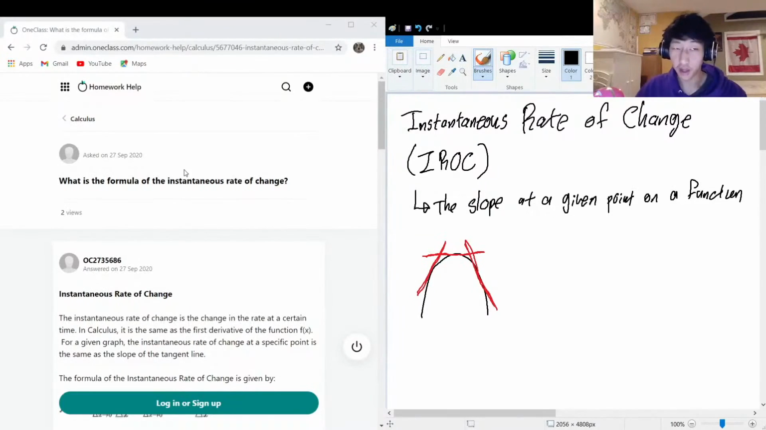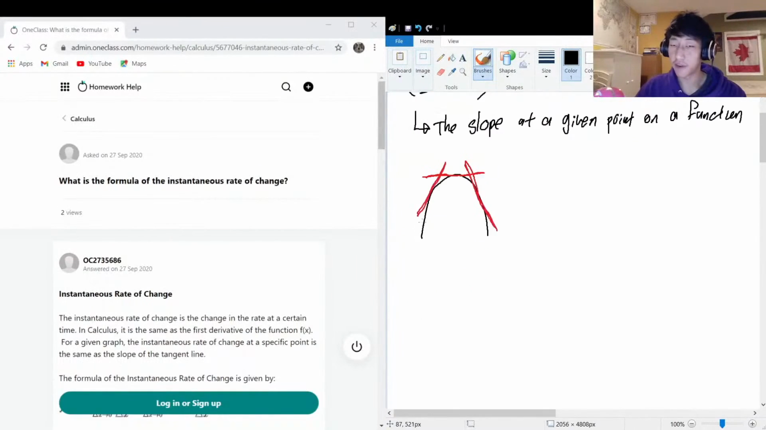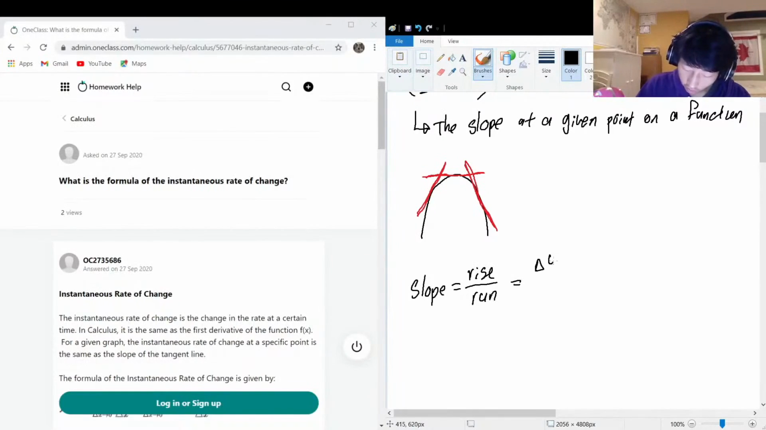Okay, the formula for the instantaneous rate of change, well, how would we find slope at a very, very specific point in time? Well, the typical slope equation, slope is equal to rise over run, which is really just change in the y value divided by the change in the x value, which is the same as y2 minus y1, the second y value minus the first y value, and you do the same with the x values, x2 minus x1.